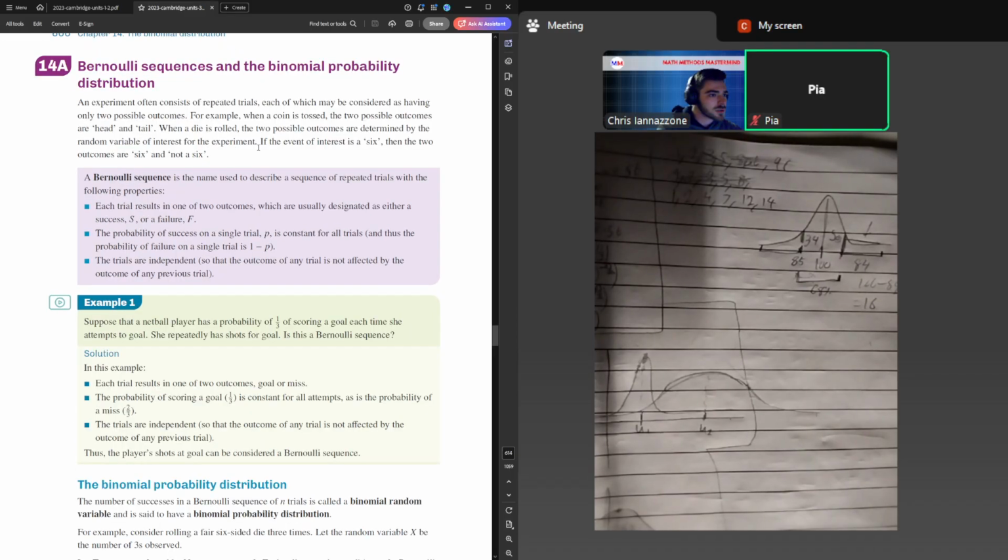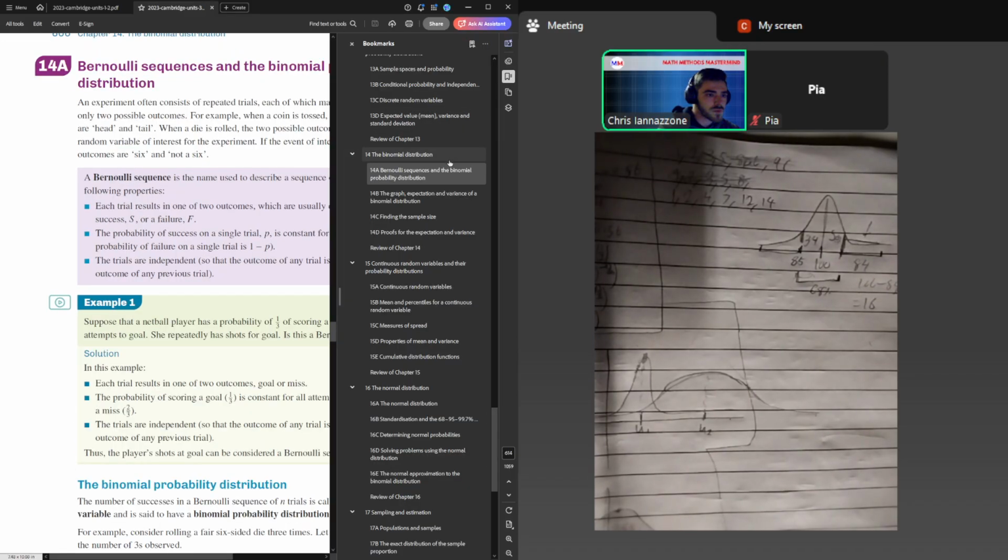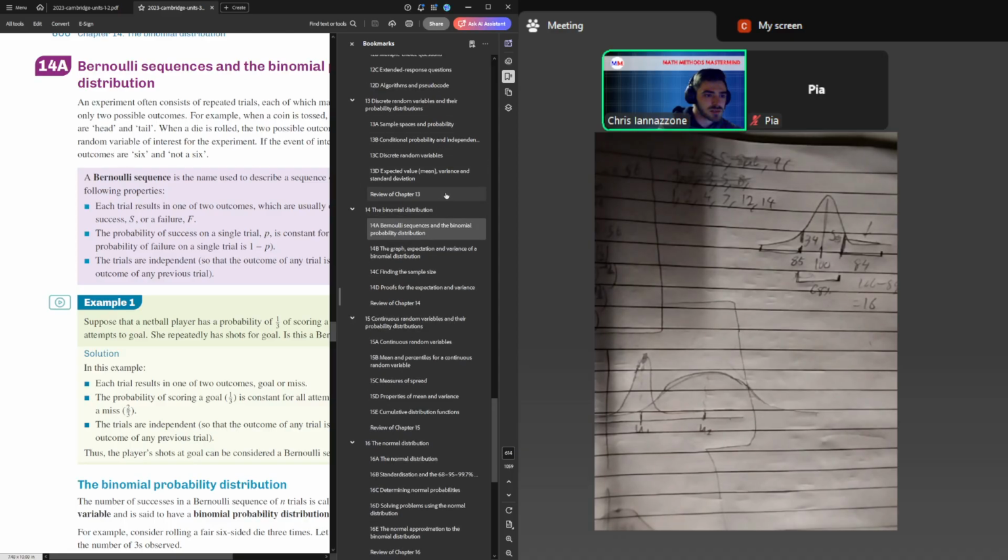So maybe before I do that, how much of chapter 13 discrete was good? Was that like at a pretty solid level? Yeah, it was all right. It was just the conditional probability part, which was a little. Is that something that you're still happy to work through yourself, or do you want me to touch on that as well a bit? I think I could work on that myself.